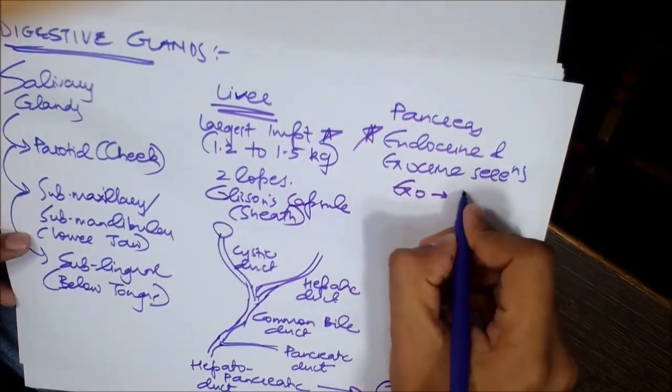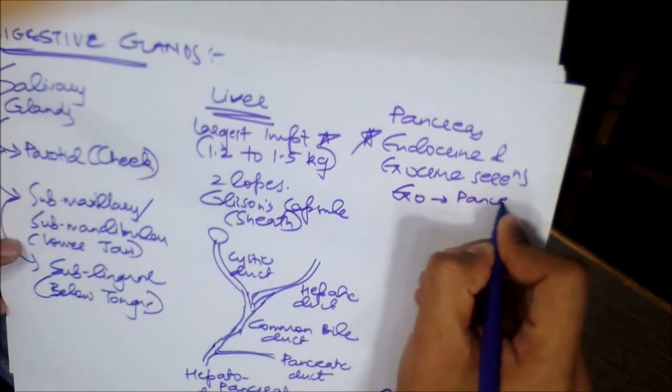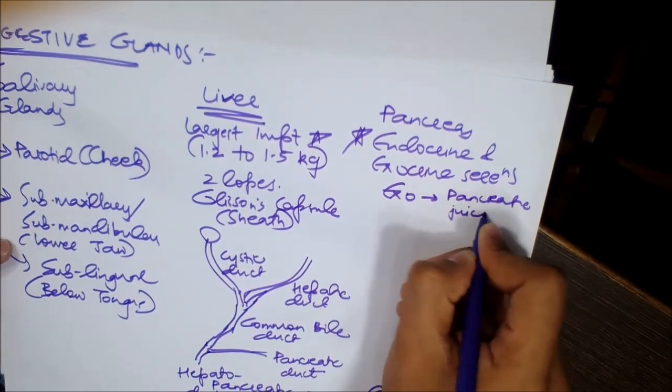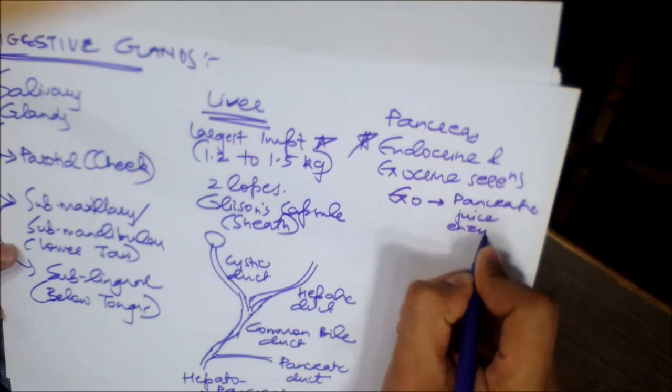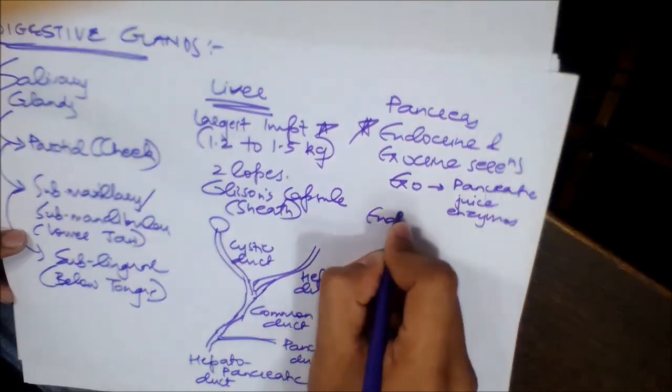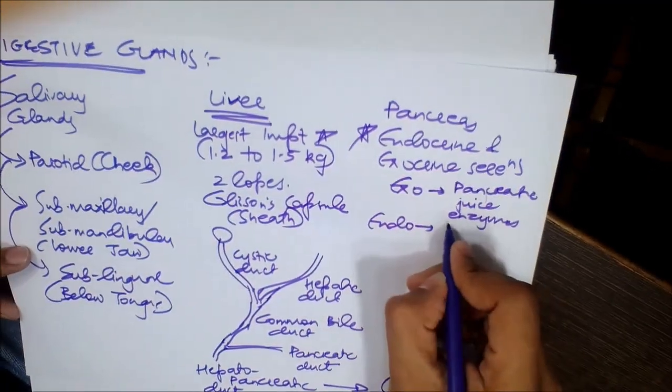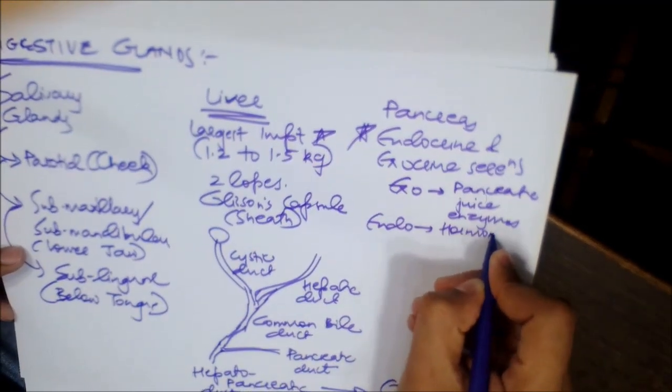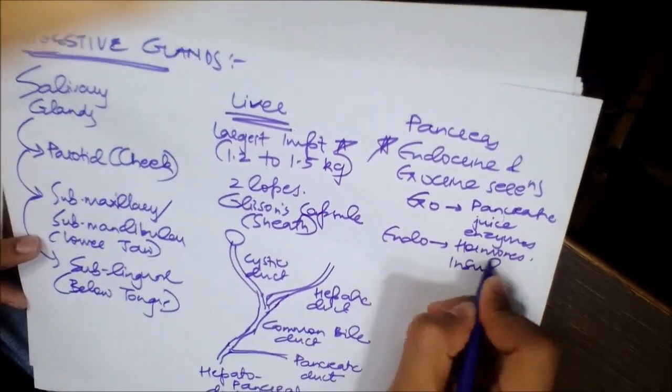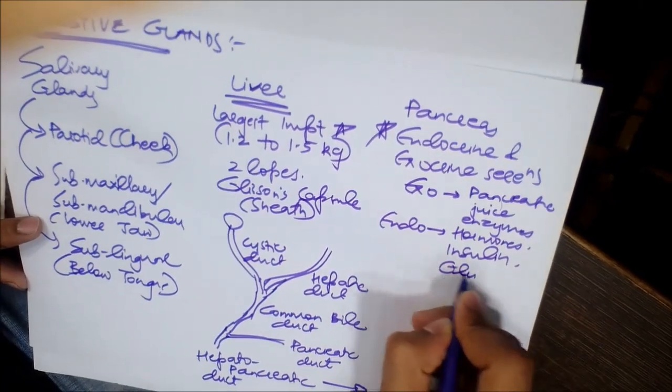It is important that we remember the secretions. Exocrine part: pancreatic juice containing enzymes, and the endocrine part has hormones, insulin, and glucagon.